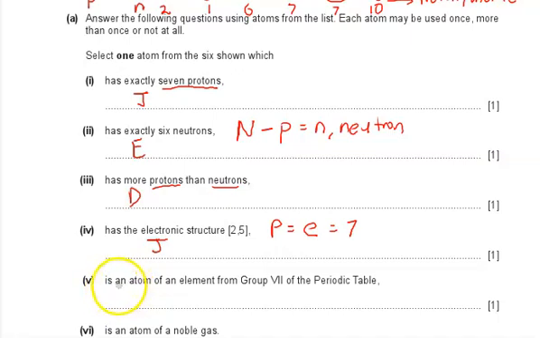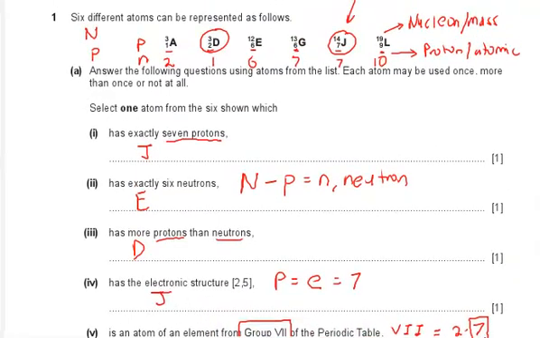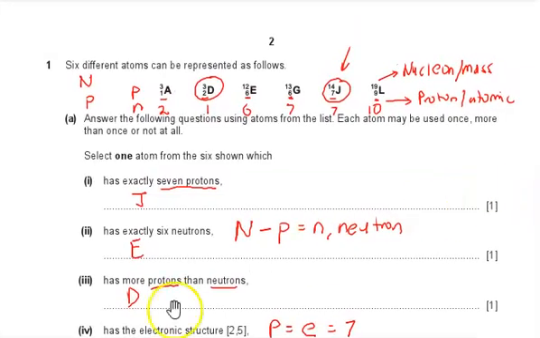It's an atom of an element from group 7 of the periodic table. For group 7, we have to look at the electron arrangement, which is 2.7. The last number here we call the valence electron. This is the one that shows the group is 7, the 17th group. So now let us check the atom which has a valence electron of 7.